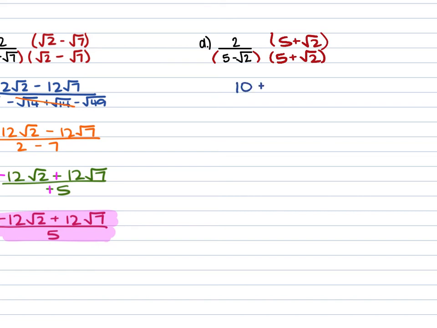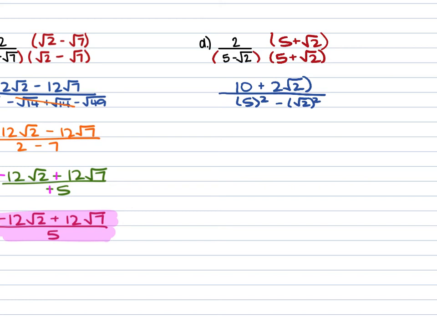Plus 2 times the square root of 2 is 2 square root 2. And then in the denominator, do I have to write out every single term when I do this? No, because I know that they're conjugates of each other. So the middle terms are going to cancel out. So if I just do 5 squared minus the square root of 2 squared, that will give me what my denominator is going to be.